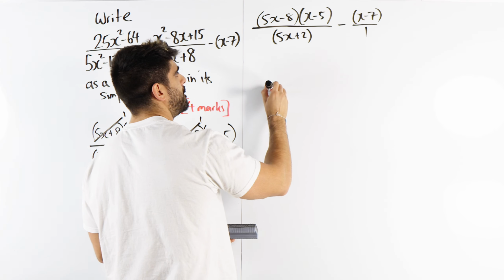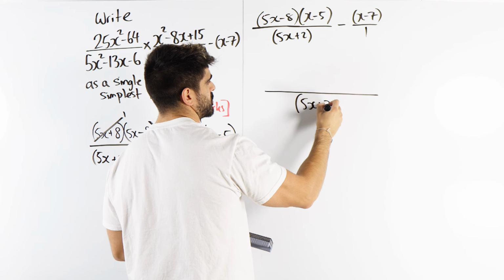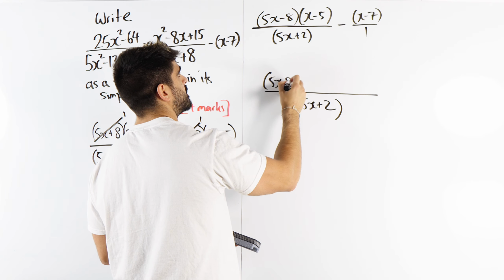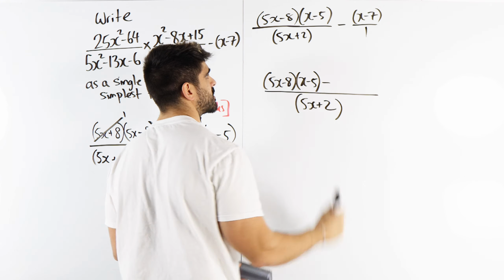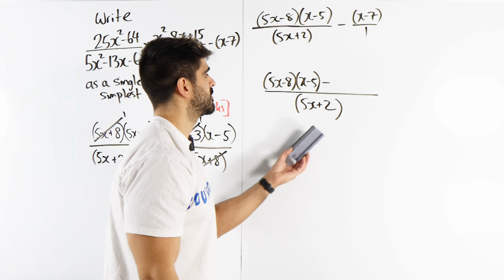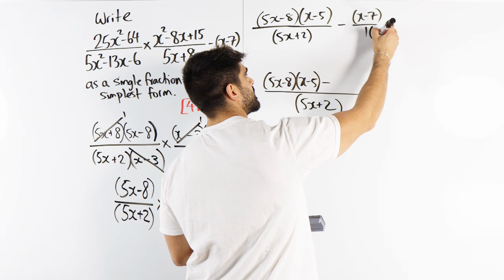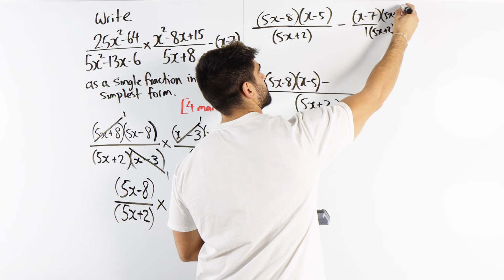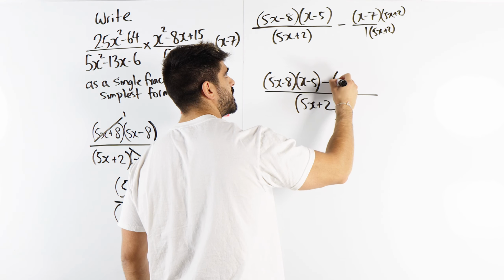Now for that, I'm going to write a big denominator and write 5x plus 2. This is already over that, so we're going to keep it the same. Minus, now this, what do we need to times top and bottom by so that the denominator reads 5x plus 2? Well, it can only be times top and bottom by 5x plus 2. Okay? So, I'm going to write the 5x plus 2 first.